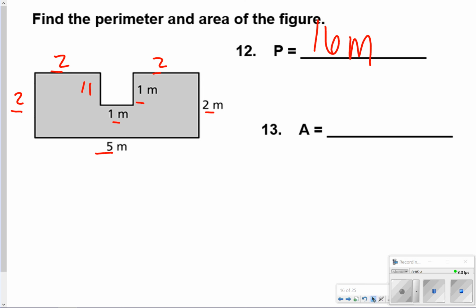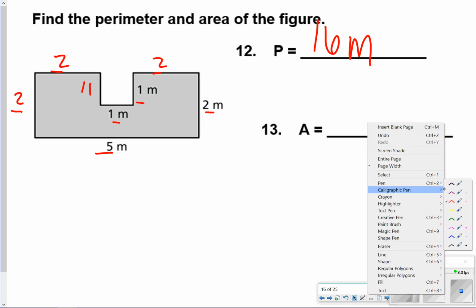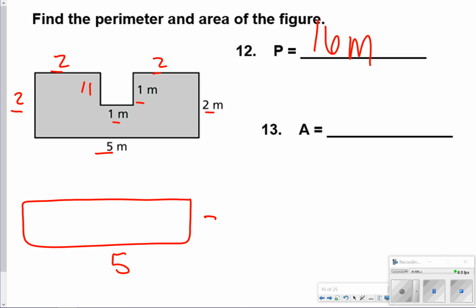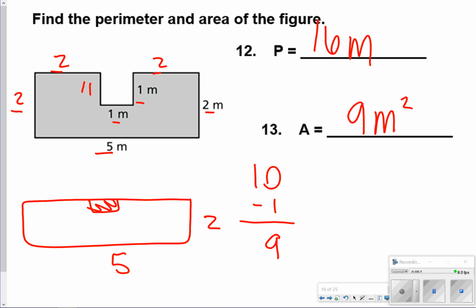Okay, and then the next part, you're just finding your area. Something that I did here is I found the area of the whole entire rectangle first, 5 by 2, which is 10, and then I just cut out that 1 by 1. So I subtracted 1 from it and just got 9. So that might be a little bit easier for you as well. Some of you might have split it up into 3 shapes, but that's just an easier way that you can look at it.